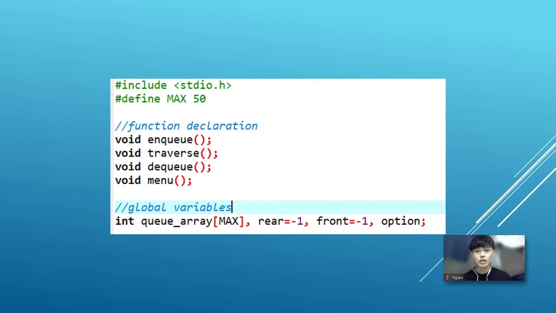Well, in the coding, as usual, we will start with the include standard input and output, and then we'll define the maximum number of 50. Moving on to the function declaration, we are using void so that we'll need no return value after the function. There are 4 function declarations in this case, which are enqueue, traverse, dequeue, and menu. And for the global variables, we are using the integer queue array with the maximum number, and rear equals to -1, front equals to -1, and option.